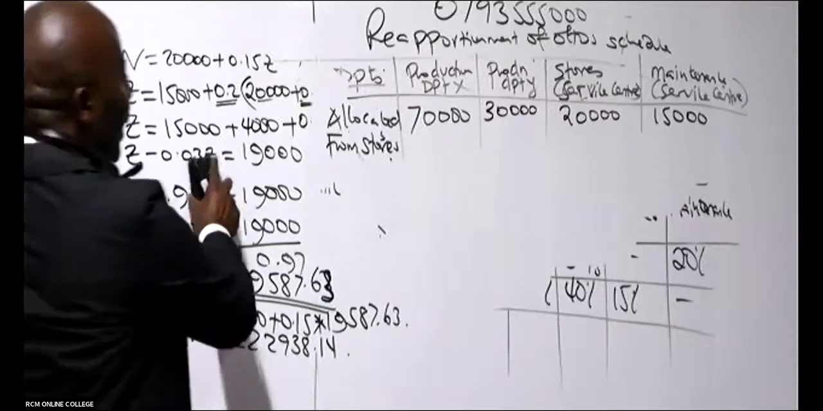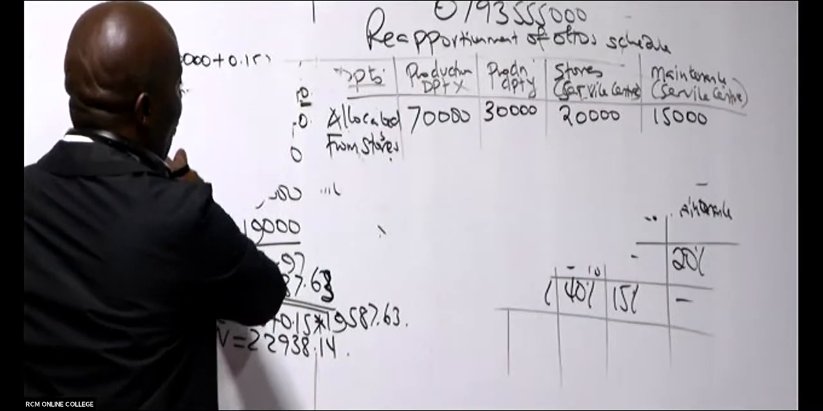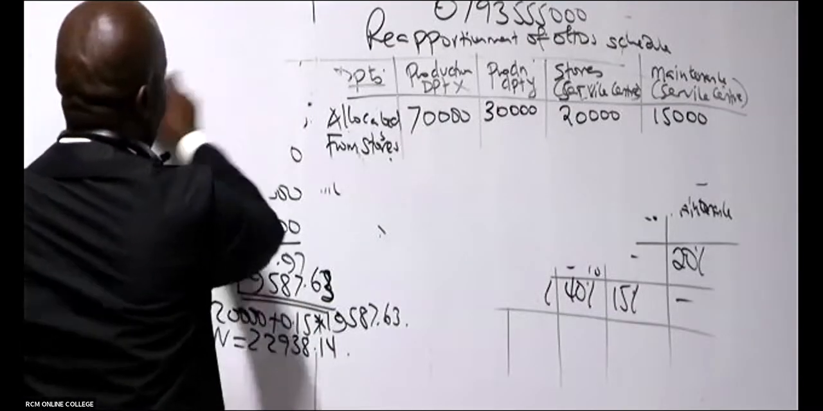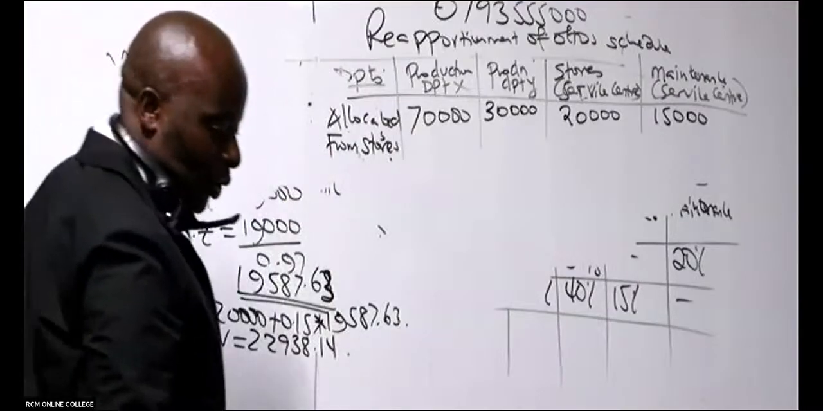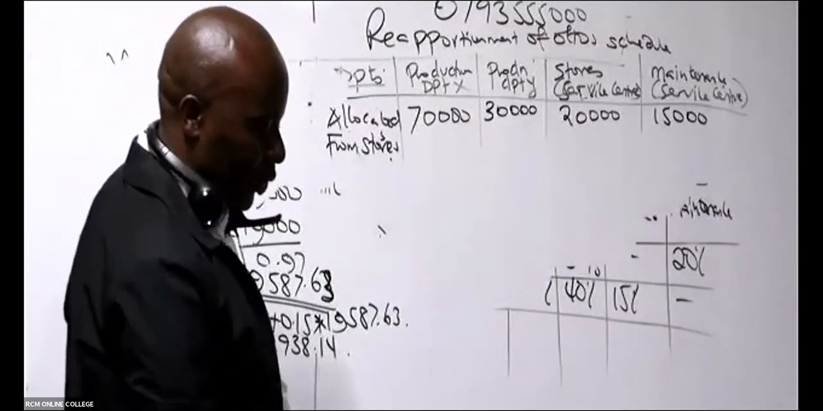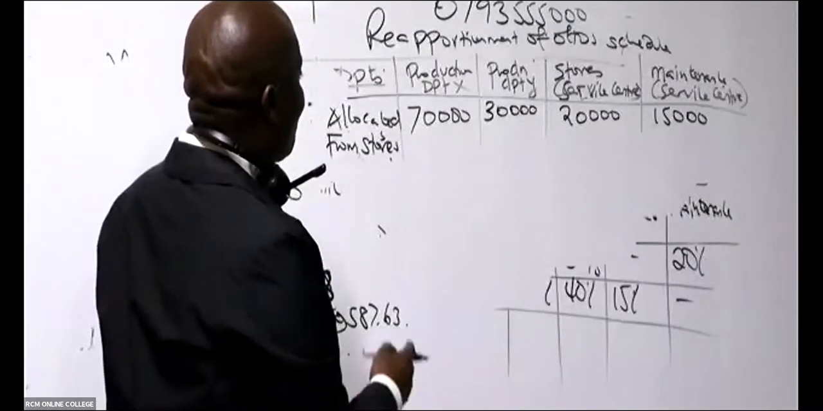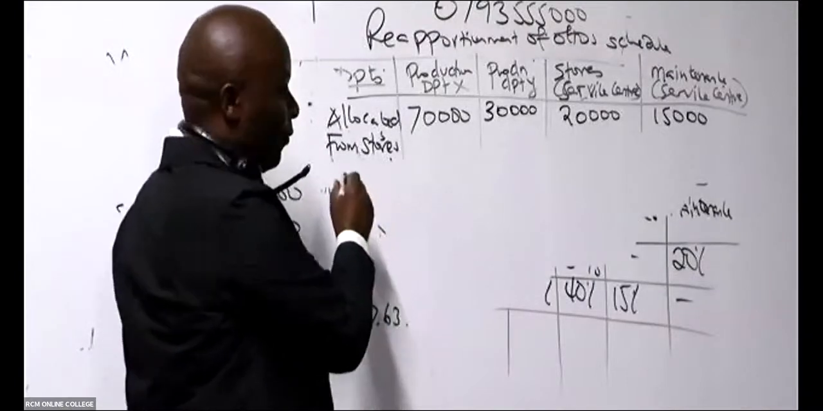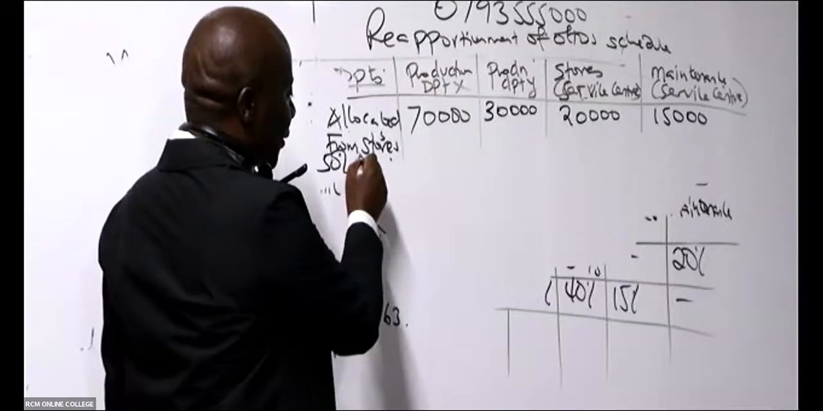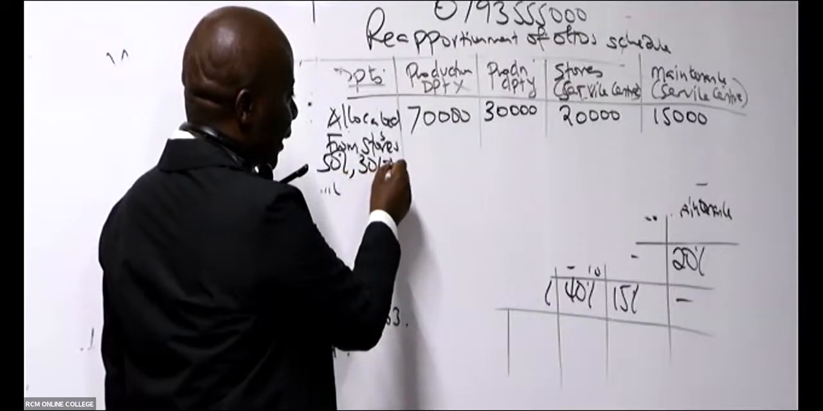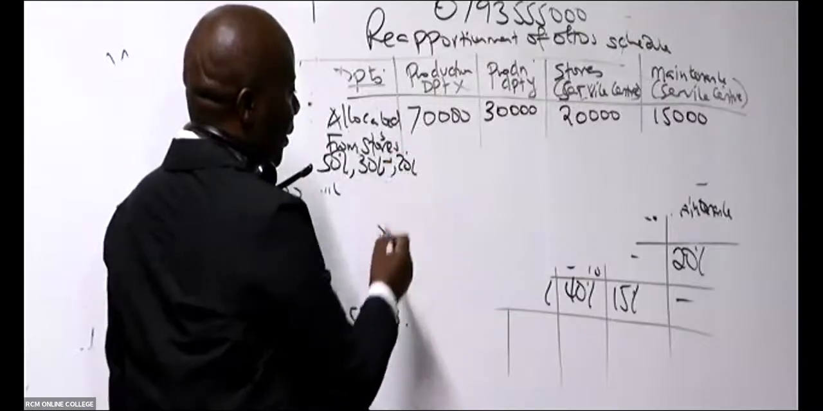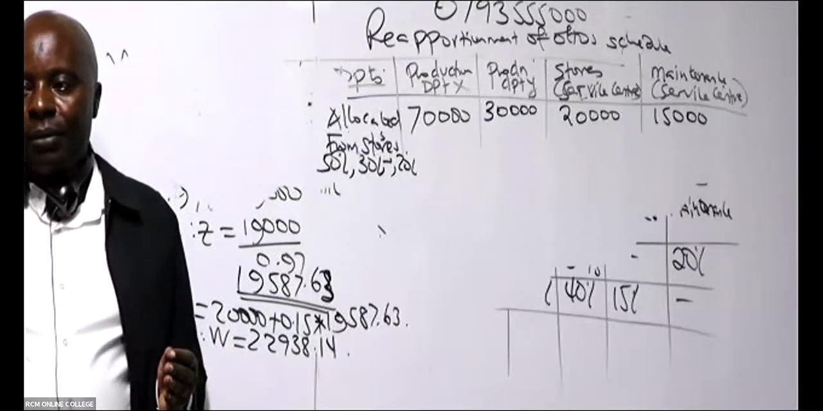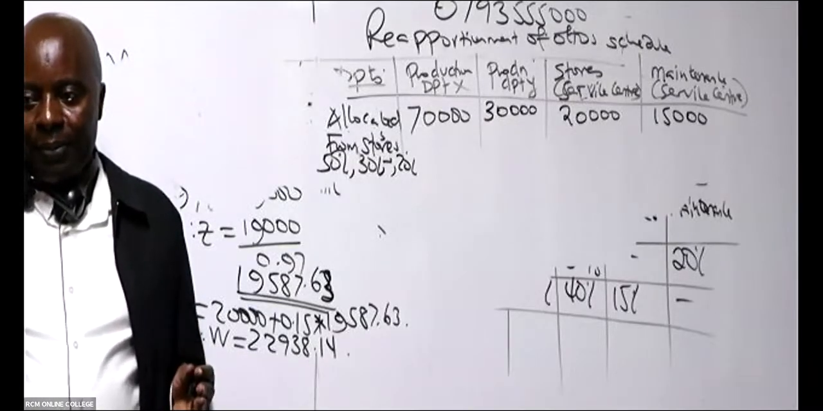Now, let's apportion in this case our overheads from the stores. Remember, we have our stores percentages. Is there somebody who is able to remind us our stores percentages? The first one was what percentage? 50% from stores, then 30, then 20%. And how much do we have as the total overhead under stores?